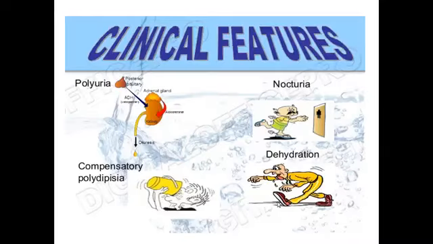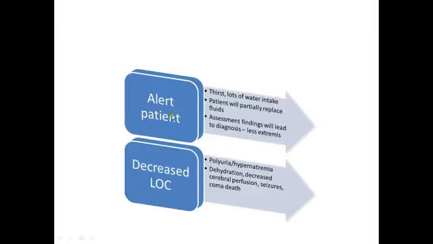So what happens when diabetes insipidus takes place? These are the main clinical features. The patient can present to you alert, conscious, oriented, talking to you, or he or she can come with loss of consciousness or decreased consciousness. An alert patient will tell you that he's always thirsty, he drinks a lot of water, and thus he will be replacing fluids. The findings will be less extreme, with hypernatremia and other electrolyte disturbance, but less extreme.